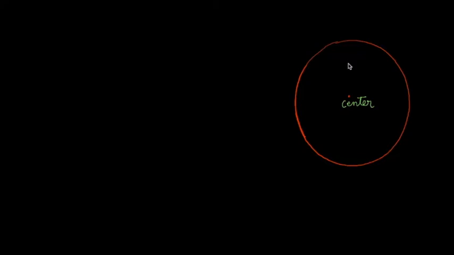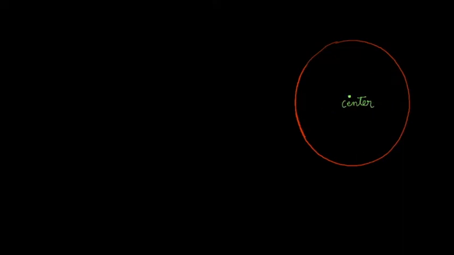A circle is a geometrical shape that is made by drawing a curve that is always equidistant from a fixed point. This fixed point is said to be the center of the circle. Equidistant means all the distances from the parts of the circle to the center will be equal. So this point is said to be the center of the circle.